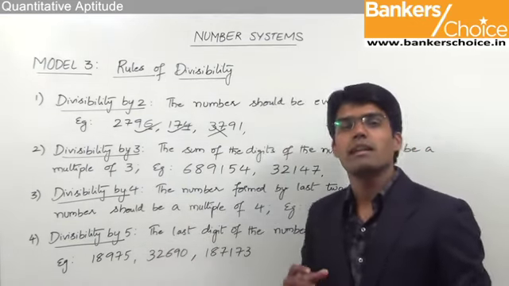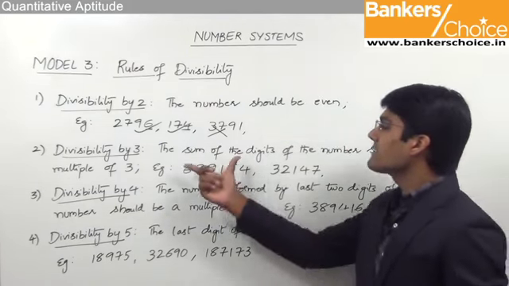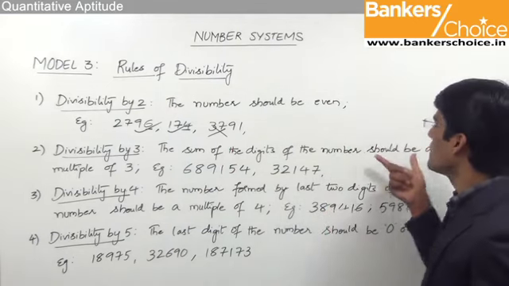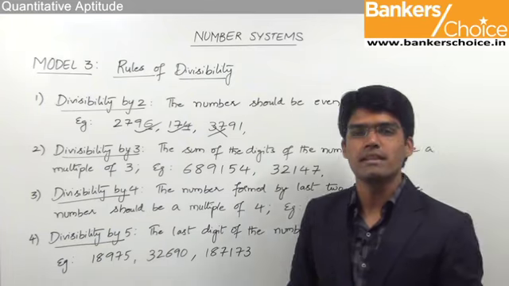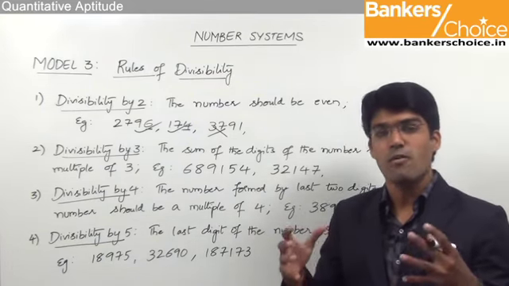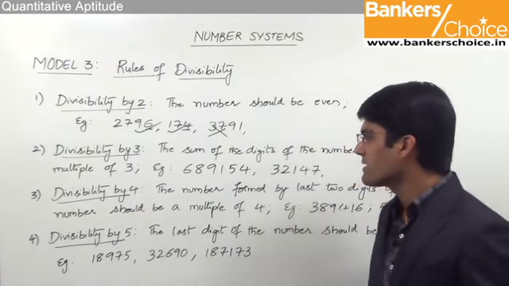The next one here is divisibility by 3. So how to check whether a given number is divisible by 3 or not? The rule here is the sum of the digits of the given number should be a multiple of 3. So for a number to be divisible by 3, the sum of all its digits has to be a multiple of 3. Let us take some example and understand this.